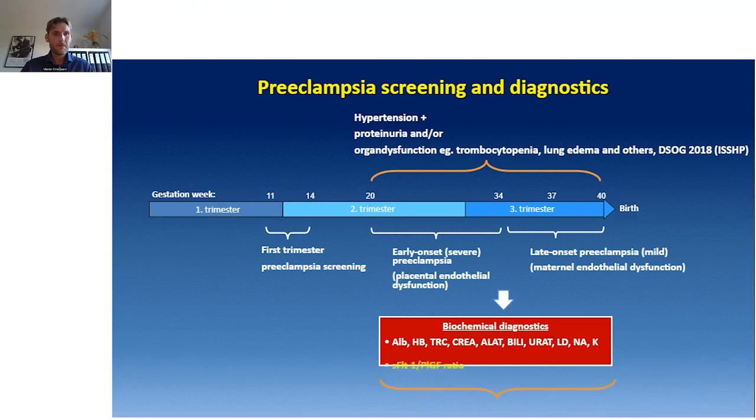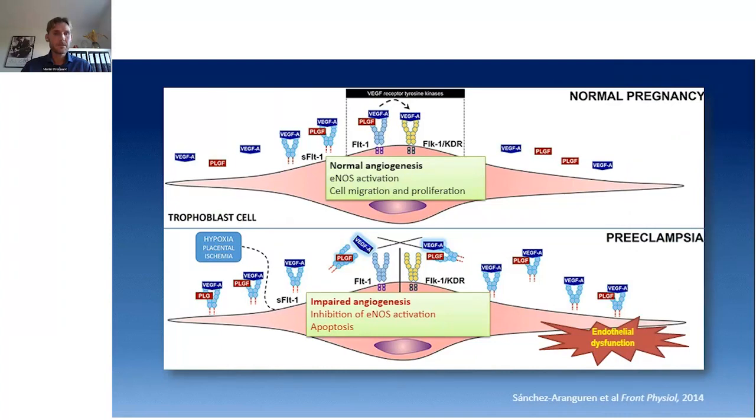A vast amount of biomedical research has established that normal angiogenesis in placental trophoblast cells is dependent on VEGFA and PlGF-mediated stimulation through VEGF receptor tyrosine kinases. In preeclampsia, there's a preeclampsia-dependent increase in the soluble receptor sFlt-1, which sequesters free angiogenic factors and thus impairs angiogenesis, leading to hypoxia, placental ischemia and endothelial dysfunction.